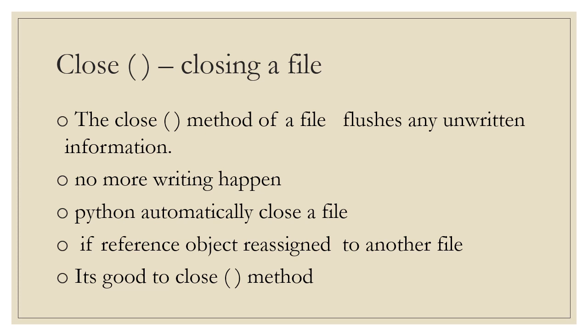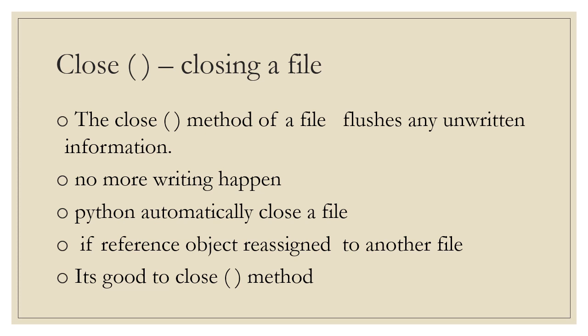The close method of a file object flushes any unwritten information and closes the file object, after which no more writing can be done. Python automatically closes a file when the reference object of a file is reassigned to another file. It is a good practice to use the close method to close a file. And make a note of it, before closing it, we have to open it. Those things we have learned and studied in the previous class video.